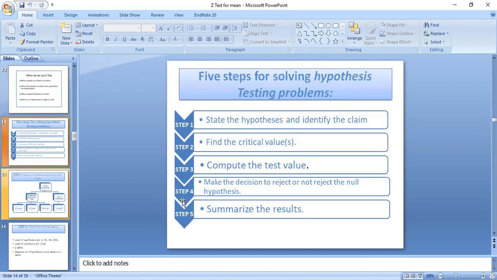Now the steps for solving the hypothesis. There are five steps for solving the hypothesis. The first one is to state the hypothesis and identify the claim. The second step is to find the critical value. The third step is to compute the test value. The fourth step is to make the decision to reject or not reject the null hypothesis. And the final step is to summarize the results.